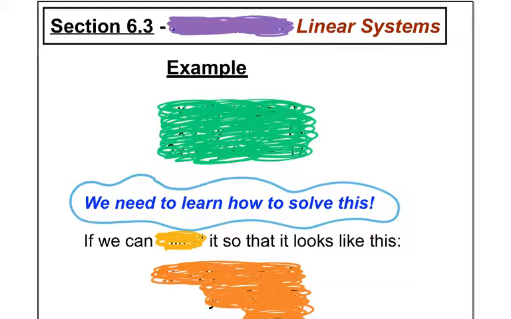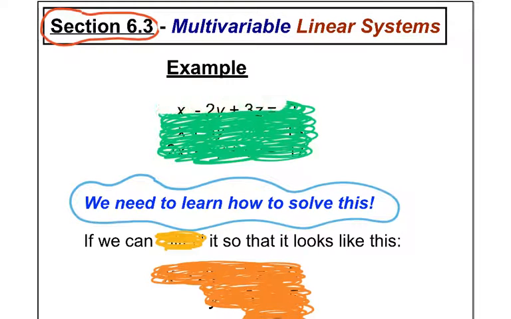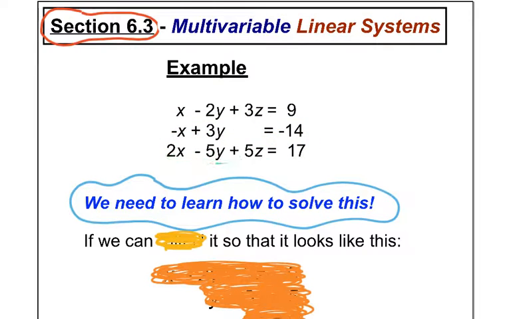Hey there, algebra friends. Ready for some massive, amazing math today? Today we're doing section 6.3, which means we're going way, way up now. We're taking multivariable linear systems. I'm not just solving two equations and two variables. Whoa, look at that. 3 equations, 3 variables.